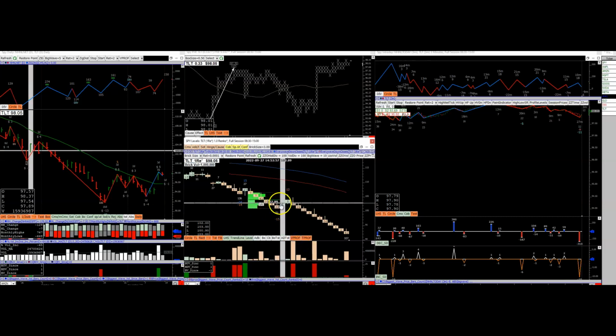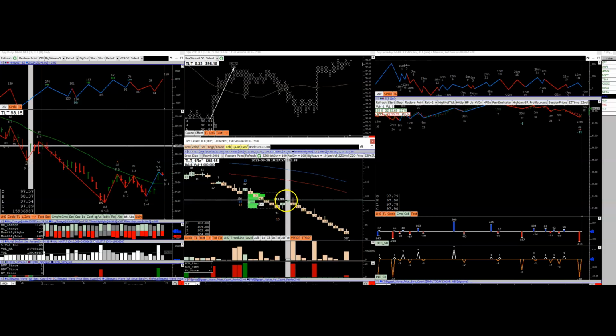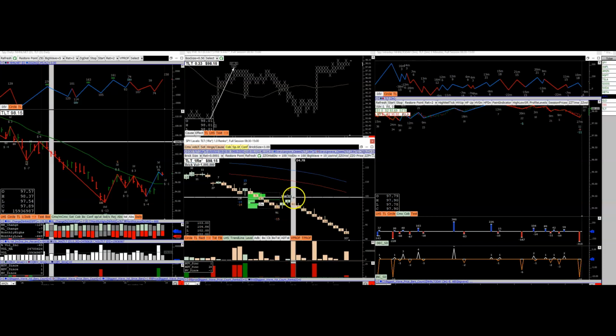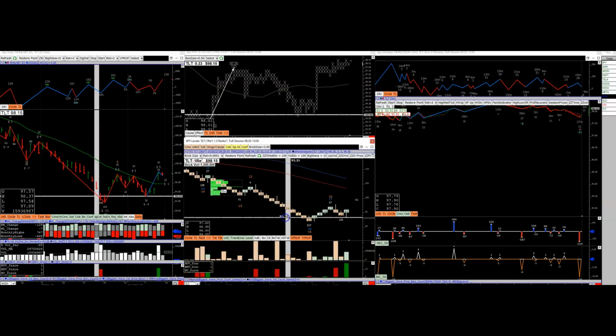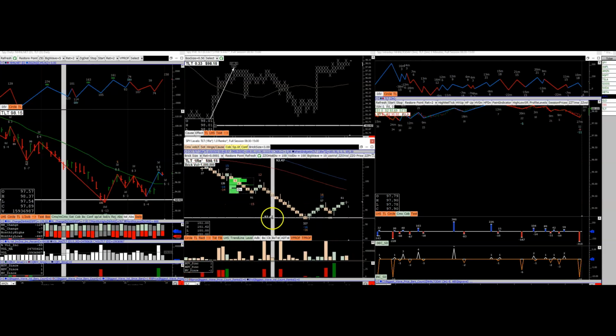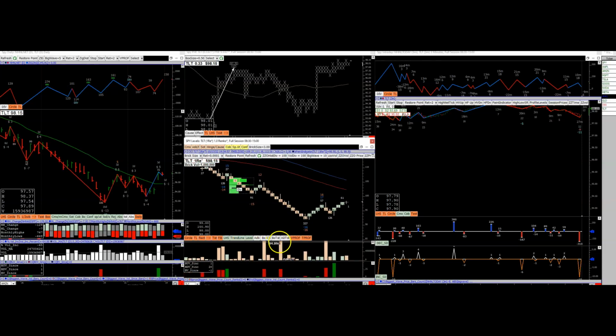Look at the green line. See that POC? That's exactly where it goes. Tap. And that's what you want to see. The reversal occurs. Now the next wave, what happens? Let's take a look.